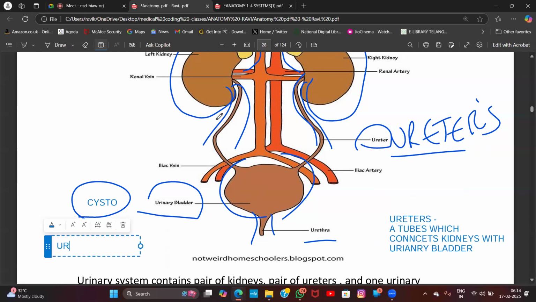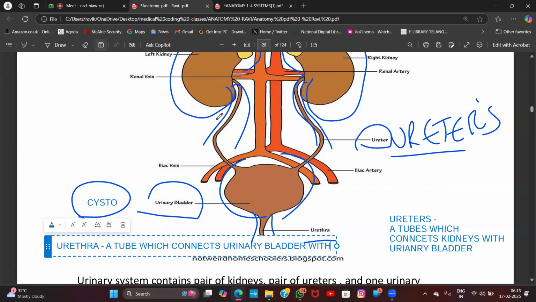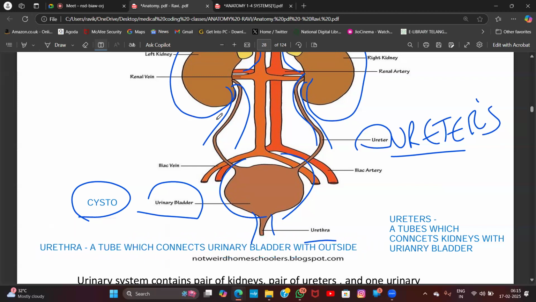What is the urethra? A tube which connects the urinary bladder to the outside of the body. You should not confuse these two terms: ureters and urethra. The urethra connects the urinary bladder with the outside of the body.